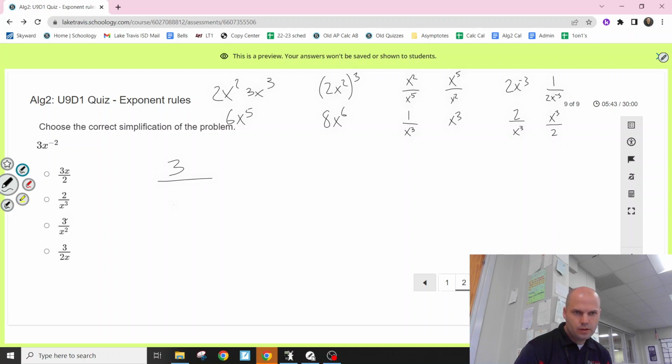3 stays, the x squared moves down. Don't write this as 1 over 3x squared. The 3 is not taken to the power. It's just the x. If this was in parentheses, then yes, you'd move both of them down, but it's not. So it's just the x that's being taken to the power.